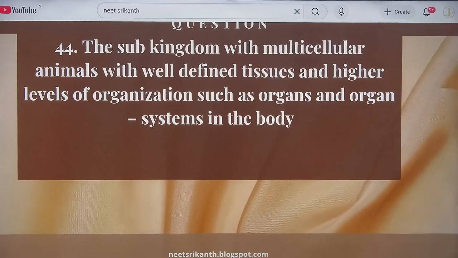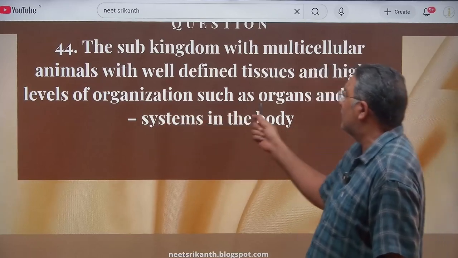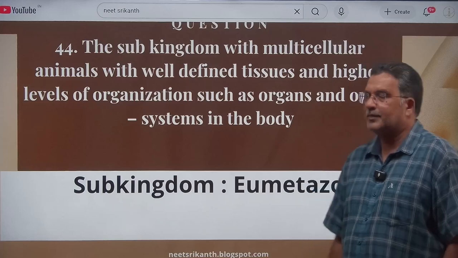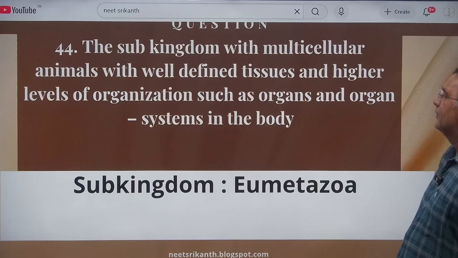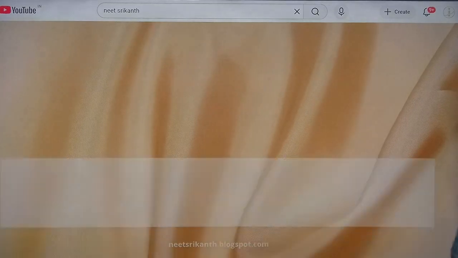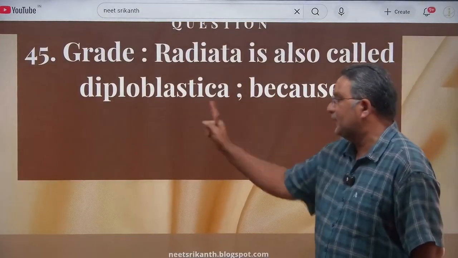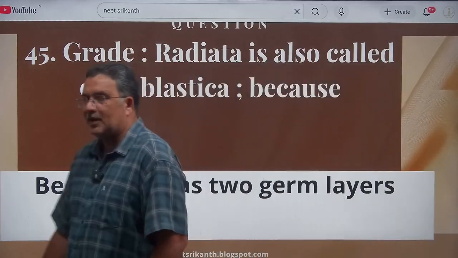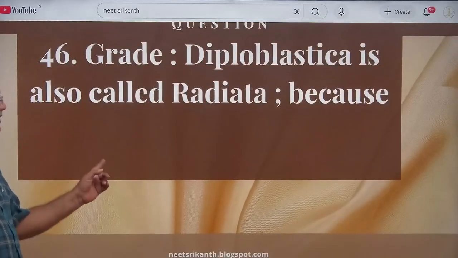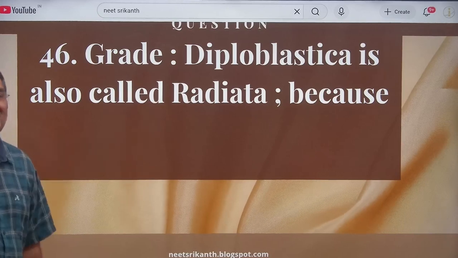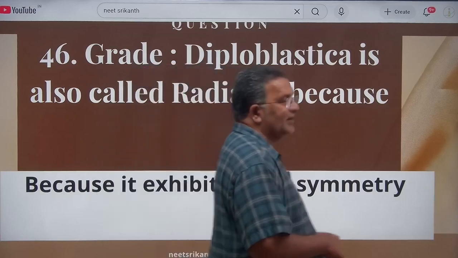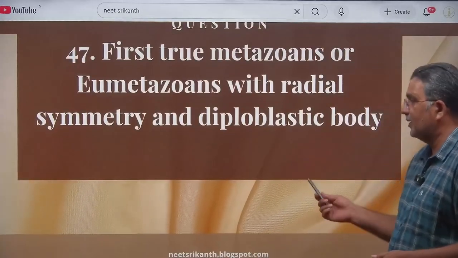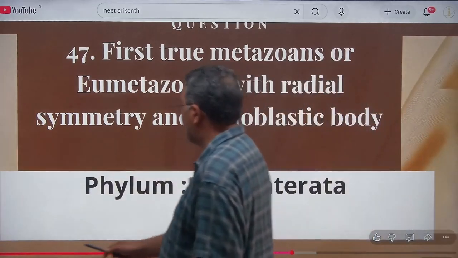The subkingdom with multicellular animals with well-defined tissues and higher levels of organization such as organs and organ systems is subkingdom Eumetazoa. Grade Radiata is also called Diploblastica. Earlier we got this question; now here it is asking the reason. Because they have two germ layers, hence we call them Diploblastica. Grade Diploblastica is called Radiata because they have radial symmetry. Name Radiata due to radial symmetry. Name Diploblastica due to two germ layers. A similar kind of question will come after. First true metazoan or eumetazoan.